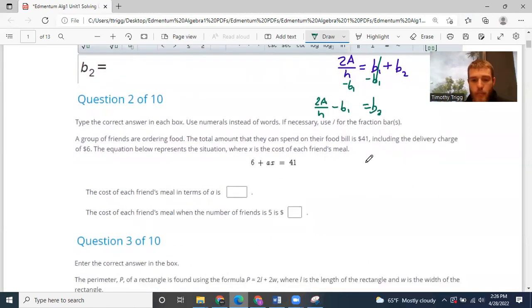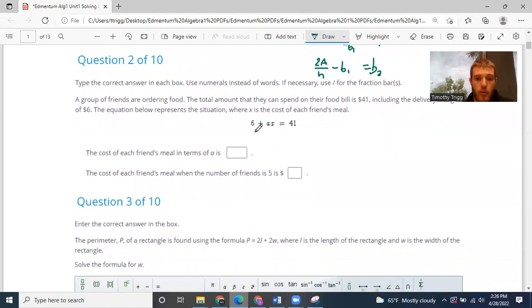They get easier, okay? Number 2, it says find the cost of each friend's meal in terms of a. So we want to get x by itself, where x is the cost of each friend's meal. So let's go ahead and do that. The first thing I would do is subtract 6 from both sides of the equation using the subtraction property of equality, giving us ax equals 41 minus 6 is 35.